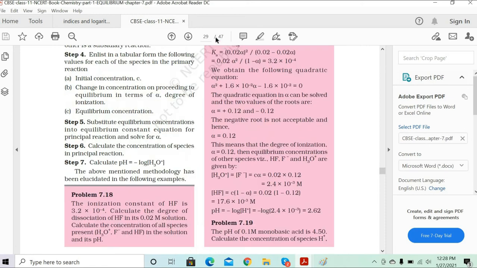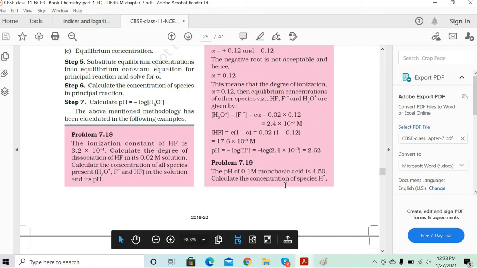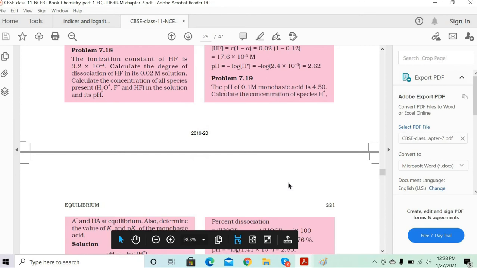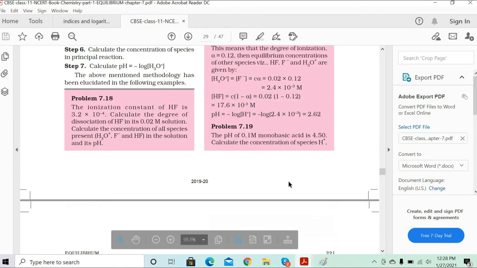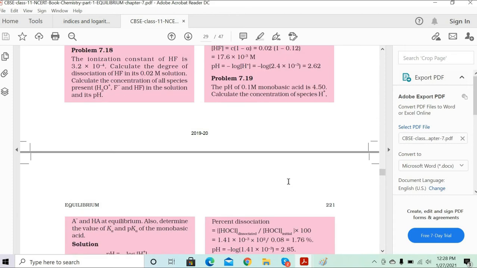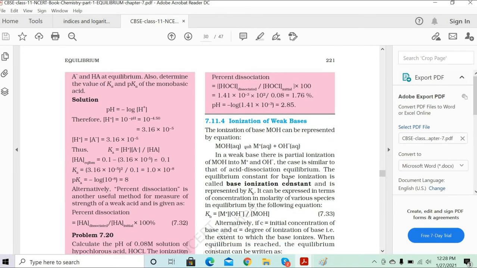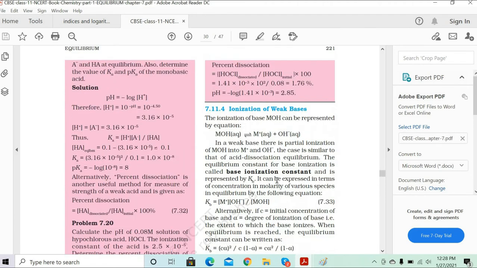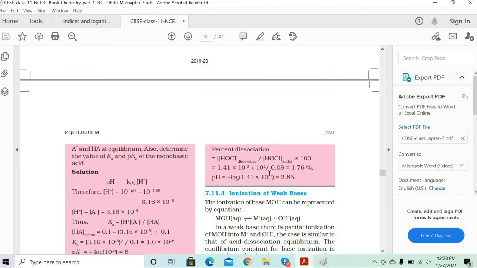Now let's go to 7.19 now. You understood this part, how do you do that? pH is equal to minus log of H plus. Yes, answer. Excellent. Now can you just try yourself with 7.19 now? Because from here the questions are important. Yes, sir. Most of the equilibrium questions will be related to pH.